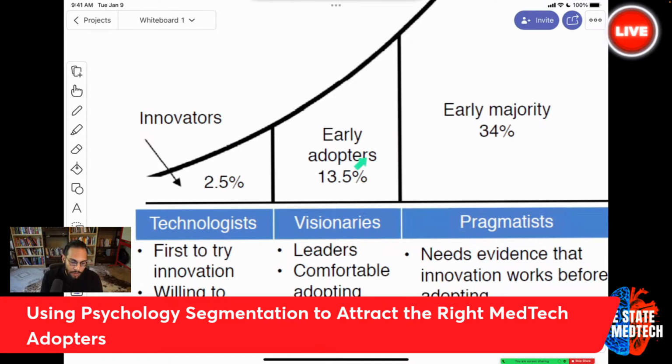Now, with the early adopters, seeing these as visionaries, this is more prime time. Over here with the innovators, I'm going to use my course as a good example. My course is on medical sales and doing digital medical sales. Right now, I'm dealing with technologists. These are the people who are first to try it. They don't mind giving me feedback.